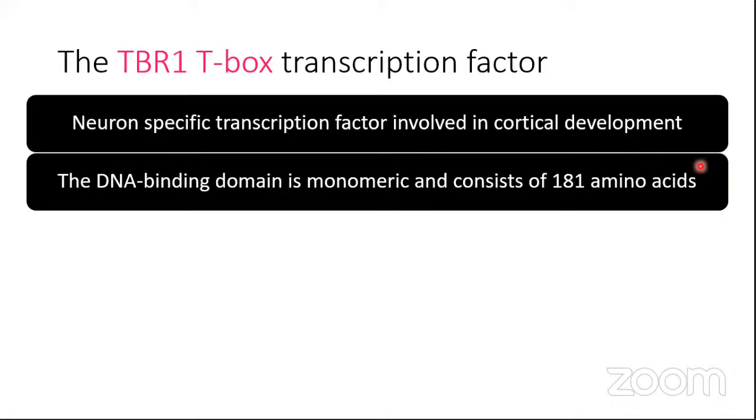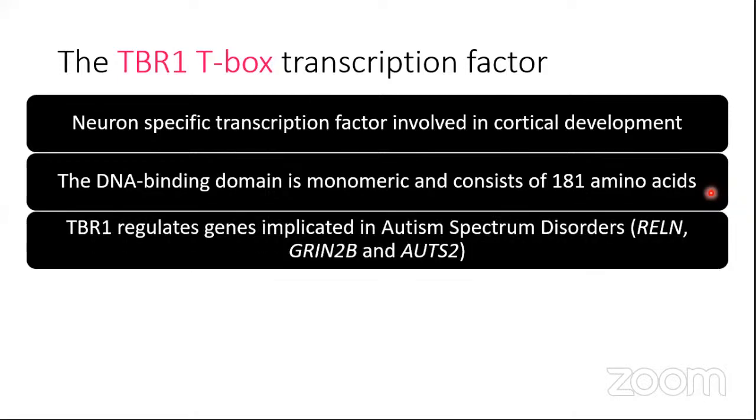The TBR1 T-box transcription factor belongs to the T-box family of transcription factors, which share an evolutionarily conserved DNA binding domain known as the T-box. And we'll look at the structure in more detail a bit later. So the DNA binding domain is monomeric under reducing conditions. And what makes this protein interesting is that it has recently emerged as a master regulator of genes implicated in autism spectrum disorders. And variants of this protein have also been shown to cause sporadic autism in various cases.